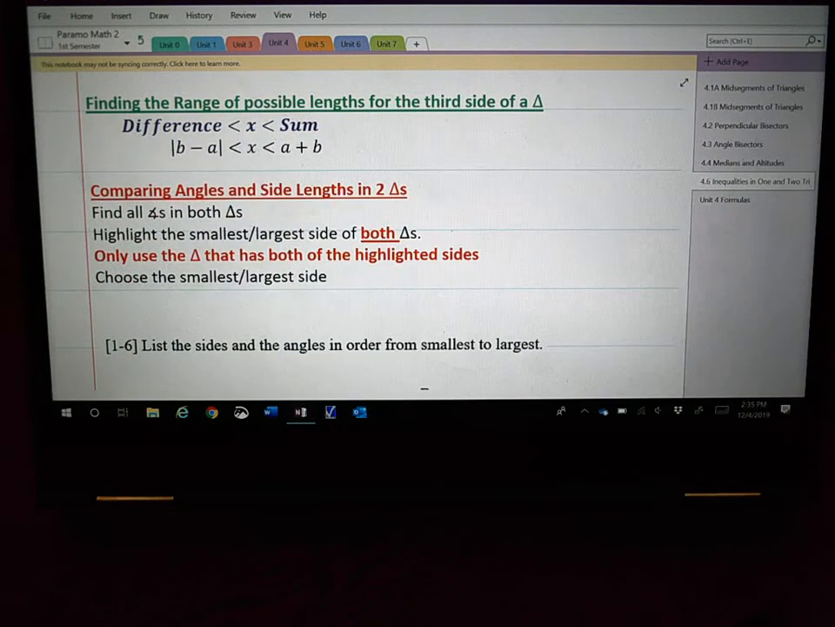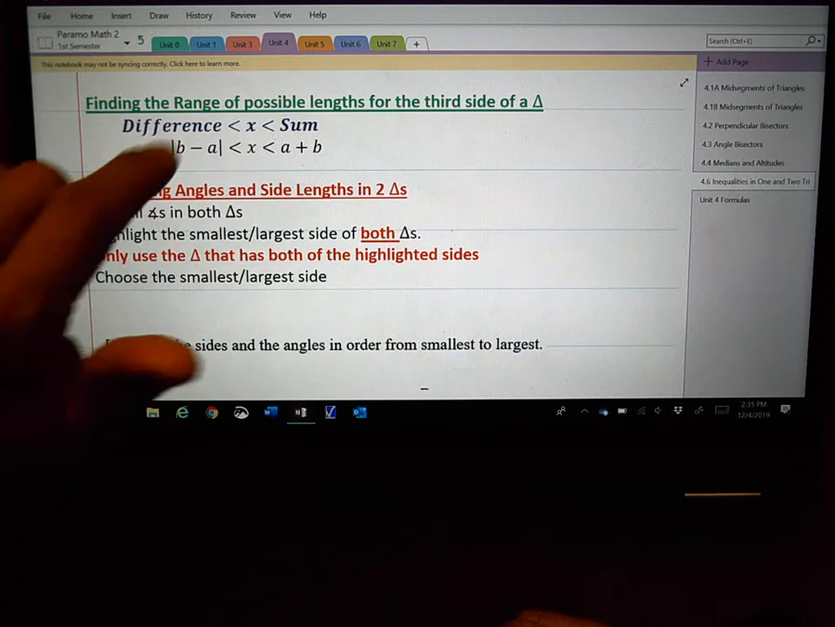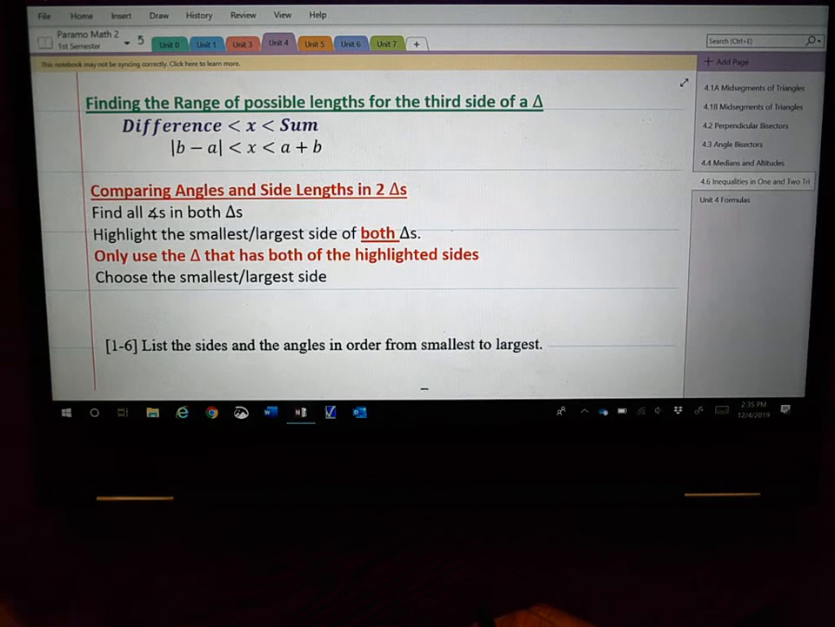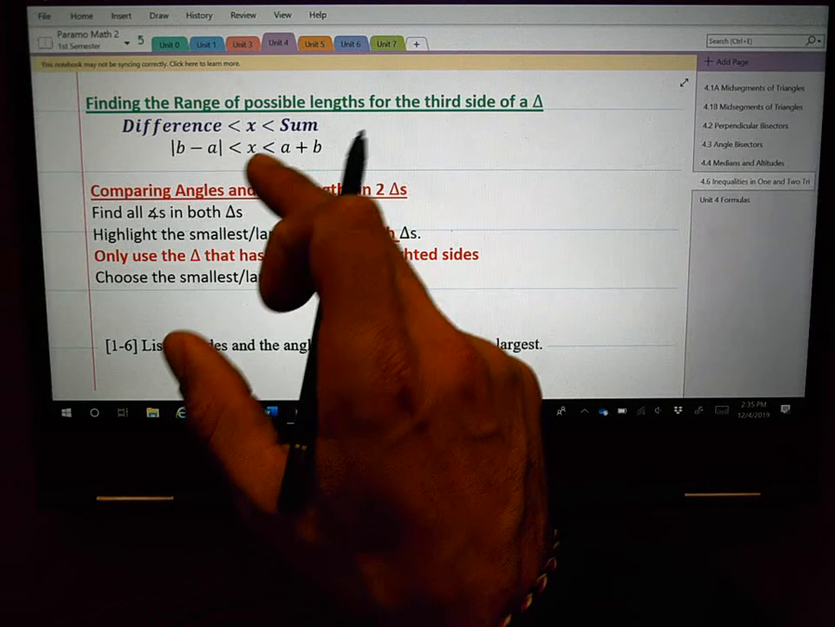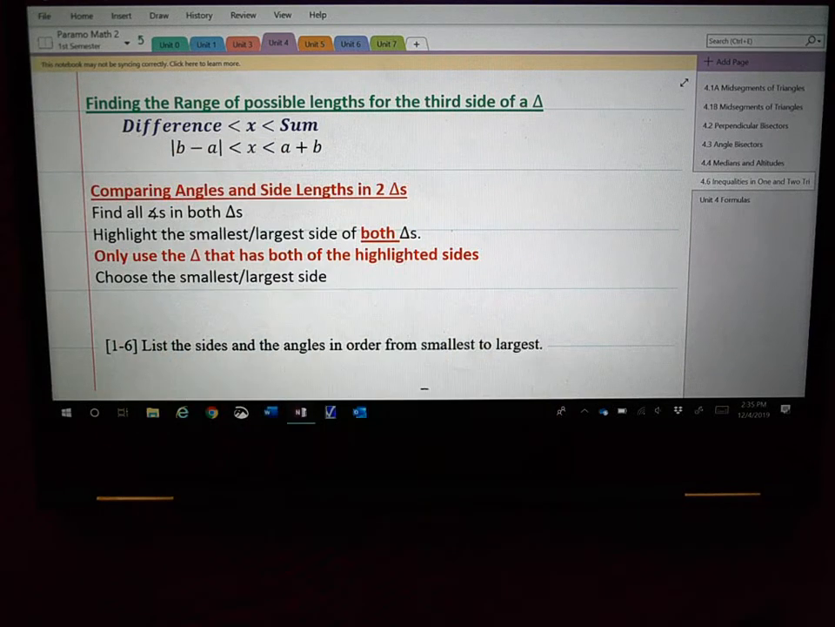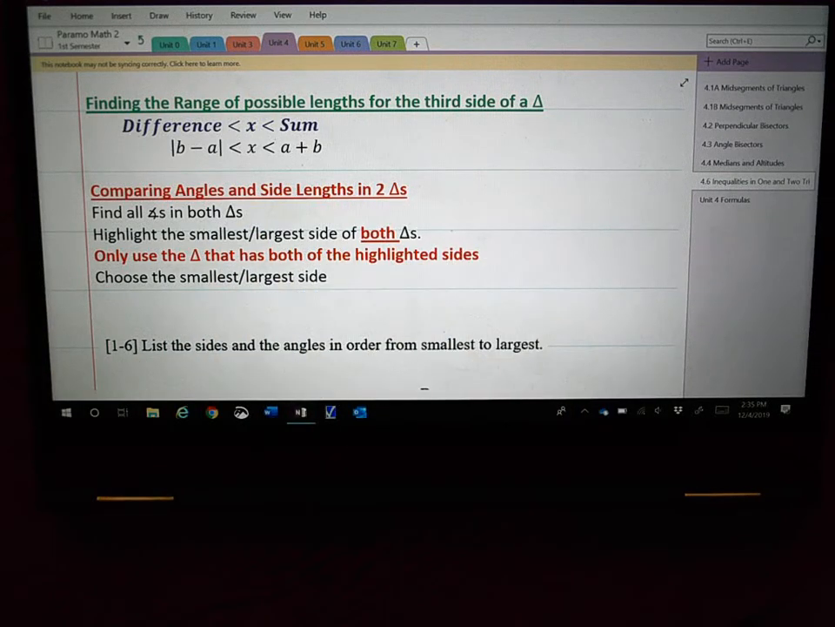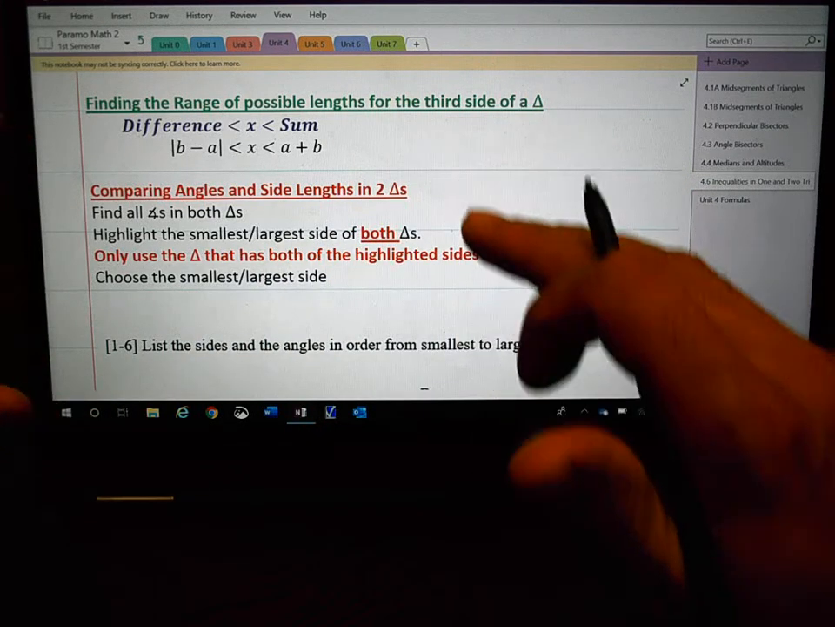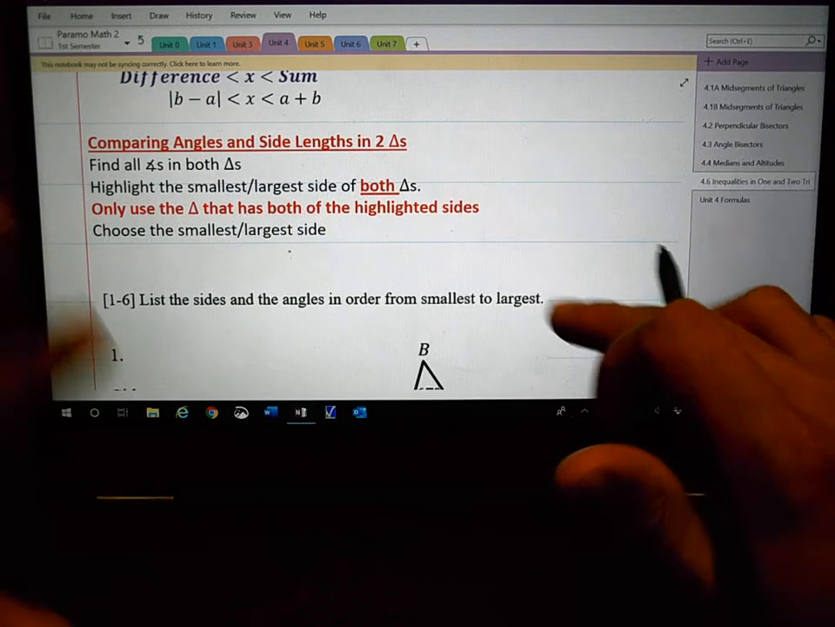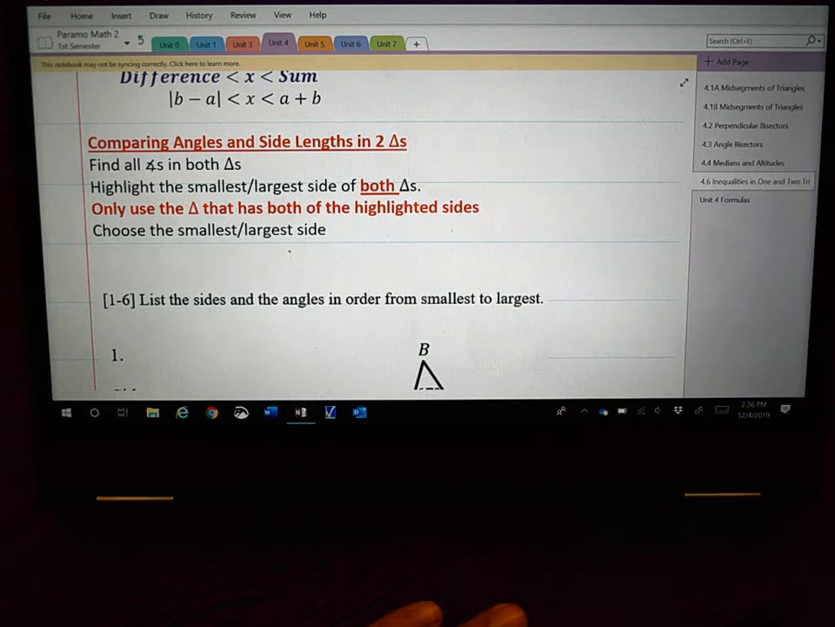We found possibilities with inequalities, possible lengths for the third side. Not a main idea, but we did do a lot of problems where we subtracted those two values and added those two values, and our range was between these two things. We would write less than and less than to say it's going to be bigger than this difference and smaller than the sum. And then we could figure out what the largest angle and side length was in two triangles if we needed to. That was not a main idea, but we threw some of those problems in there as well.